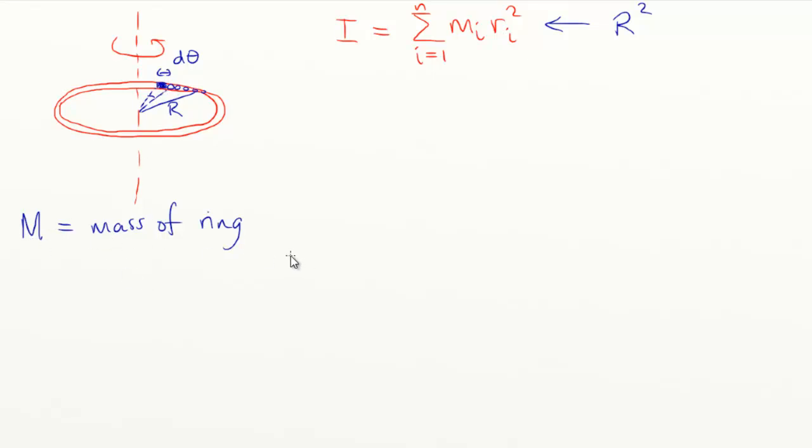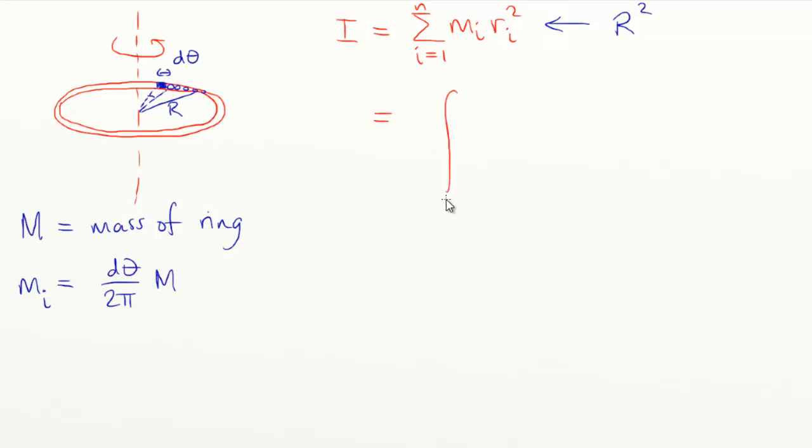So if M is the mass of the whole ring, then our little m, our m_i, is going to be d theta over 2 pi, because that's the fraction of the circumference that we've got of the ring, multiplied by big M. That's the fraction of the mass of the whole ring. So that's what we're going to stick into our integral.